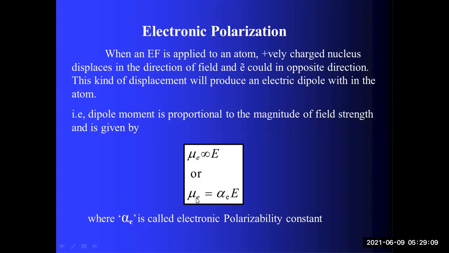So you already know what mu E is. Mu suffix E is nothing but Q into X, right? That is the induced dipole moment, or the dipole moment, given by the product of the magnitude of the charge and the separation between the charges, right?